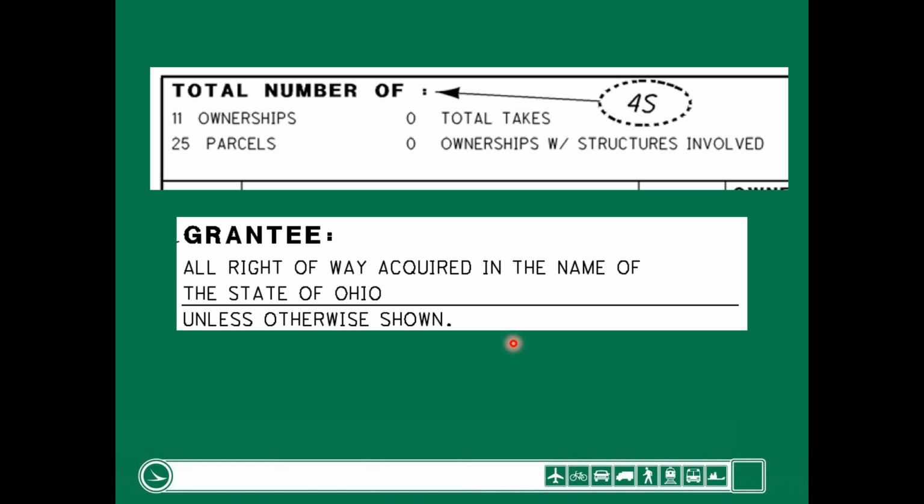And then the next one here is what we call the grantee note. All right-of-way acquired in the name of the state of Ohio. On occasion, we do acquire some right-of-way in the name of a local LPA. If it's a local job, this grantee note would say all right-of-way acquired in the name of Franklin County or the city of Columbus. And then if there was a couple parcels that we acquired in somebody else's name, they get what's called a V designation. Again, that's for another time to cover, but that's the grantee note. So that concludes the summary sheet. I know it was a lot of information.